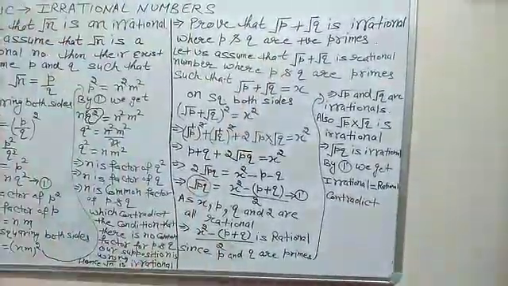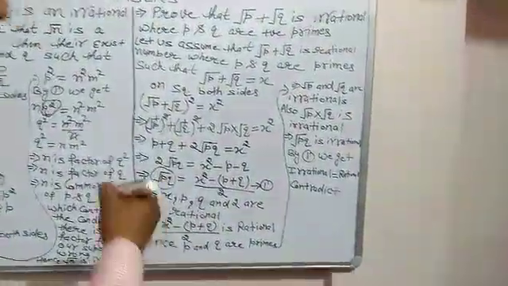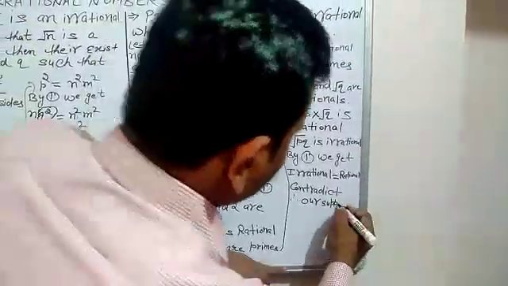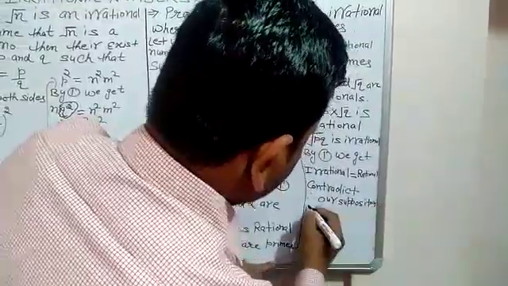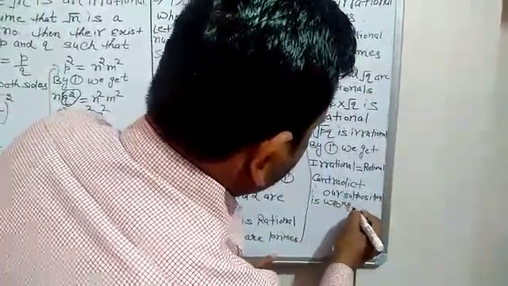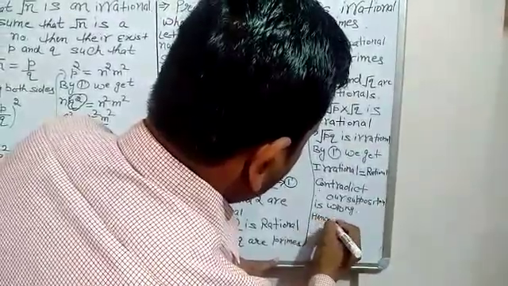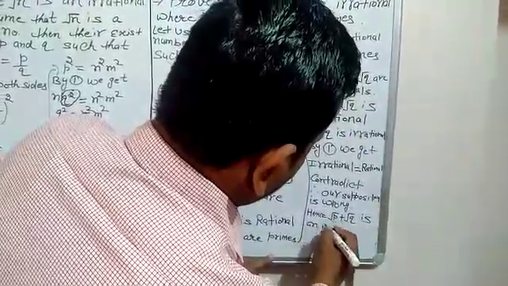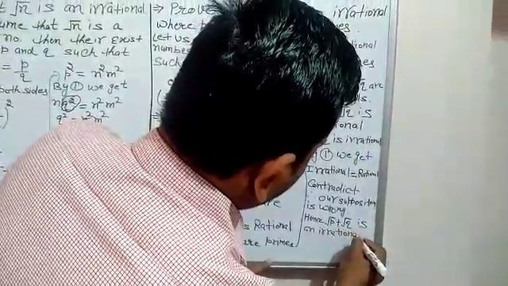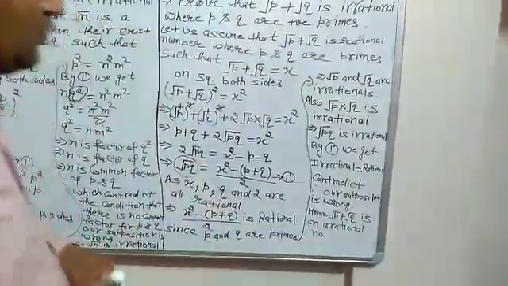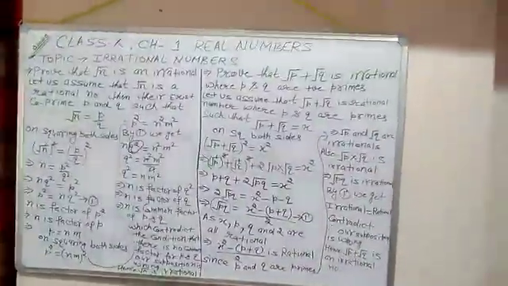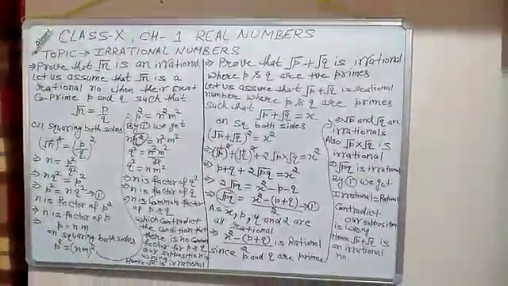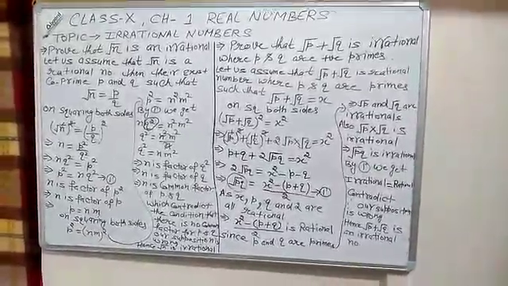Contradiction means it contradicts the condition, therefore our assumption or supposition that we wrote is wrong. If our supposition is wrong, it implies, hence, under root p plus under root q is an irrational number. So students, this is all about under root n: how to show under root n is an irrational number, and how to show under root p plus under root q is an irrational number.